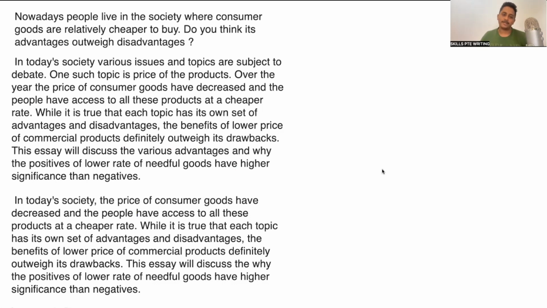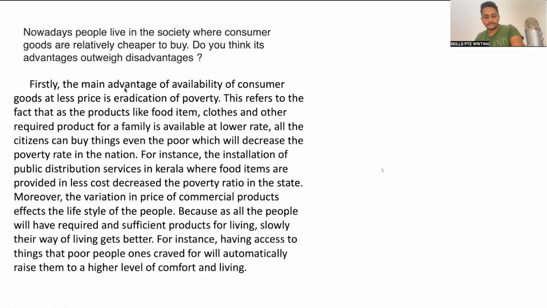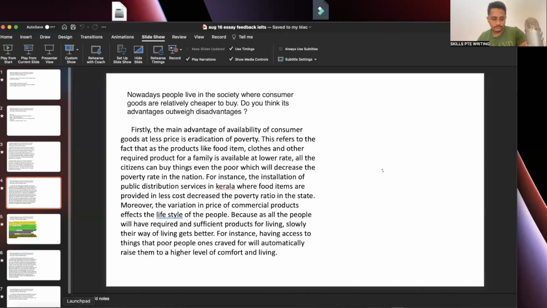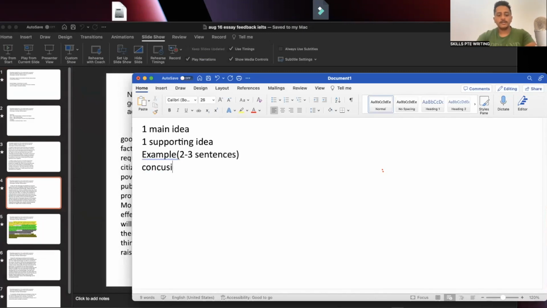Now we go to the second paragraph. What structure is to be used? This is very, very important. Pay more attention. This is where all your marks are hidden. This is what I would need.